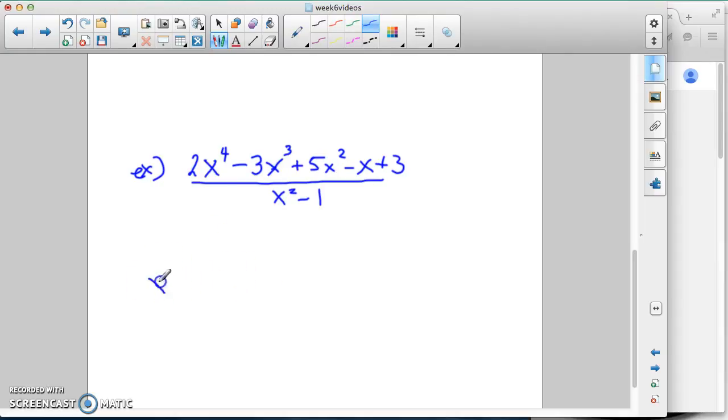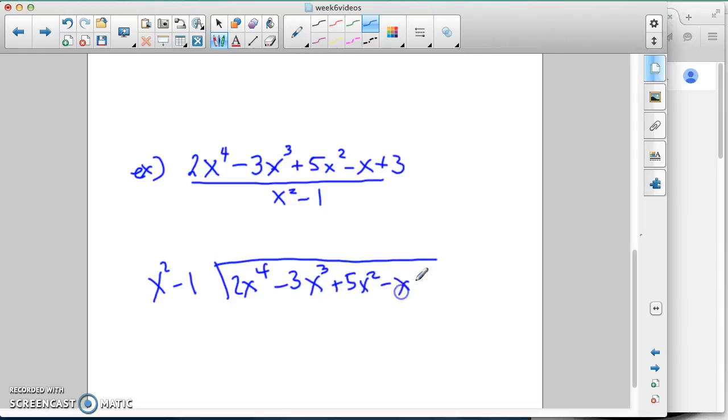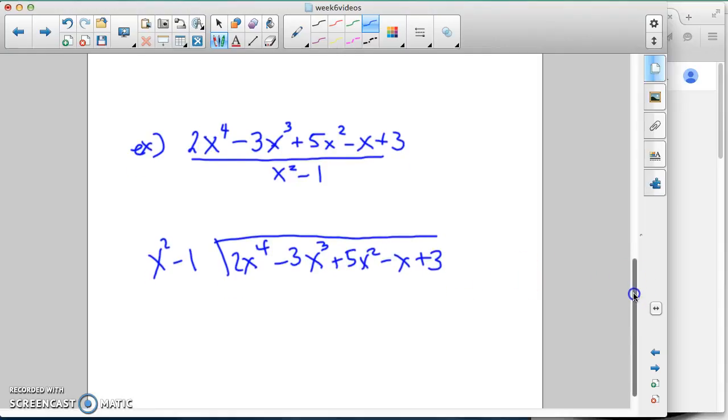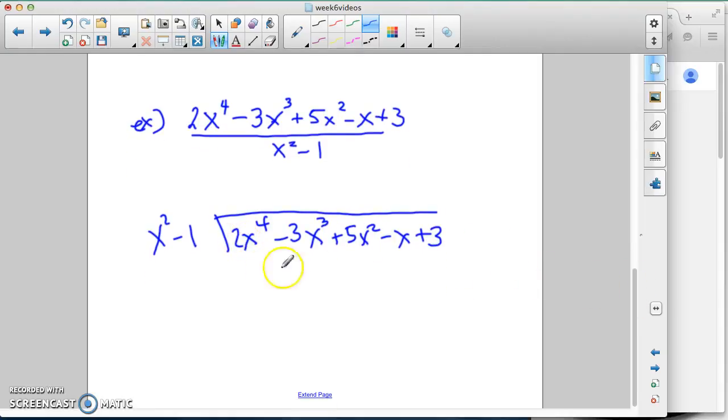Alright, so we're going to write this out, x squared minus 1, and we're dividing it into 2x to the fourth minus 3x cubed plus 5x squared minus x plus 3. Now we look at the first term and divide it out, so we have 2x to the fourth divided by x squared. We're dividing by this term. In that case, we're going to get 2x squared.